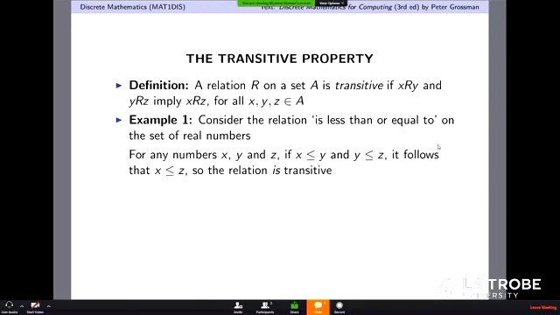So in general, if you have any numbers X, Y, Z, if X is less than or equals to Y and Y is less than or equals to Z, that means X is less than or equals to Z. Now, this is the transitive property. Can you give me an example where something is not transitive?